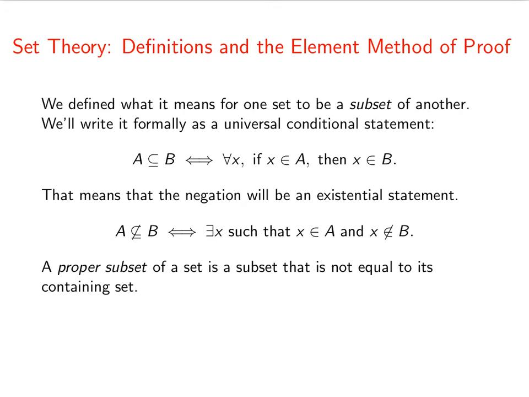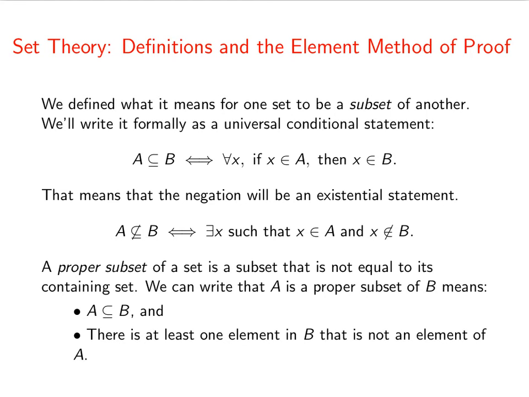A proper subset of a set is a subset that is not equal to its containing set. So you have to actually be smaller. So we can write that A is a proper subset of B means two things. First, A is a subset of B, and there is at least one element of B that is not an element of A. You see, it is possible that when you talk about A as a subset of B, it could be that they're actually the same set. If A and B are the same set, then you can still say that A is a subset of B. A proper subset indicates that there are actually things in B that are not in A.